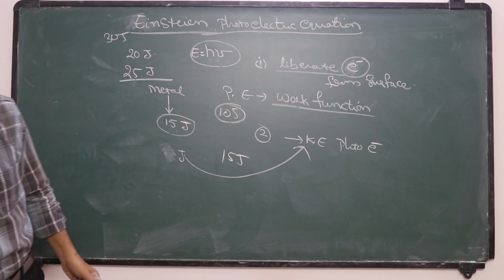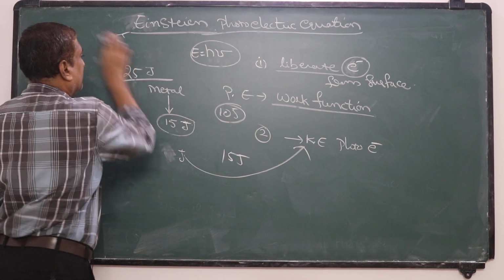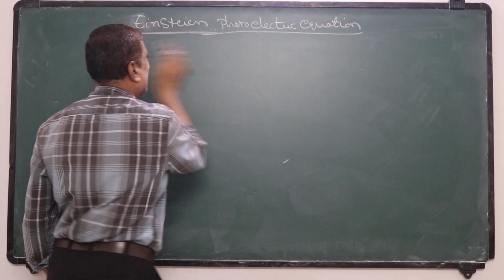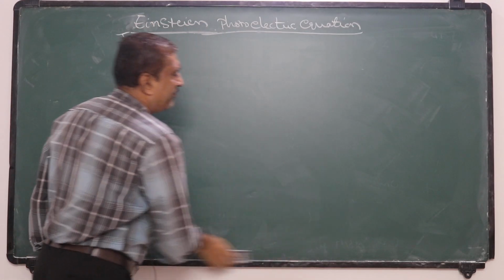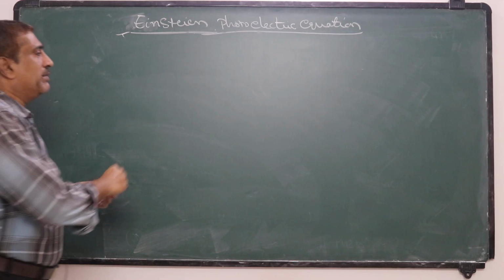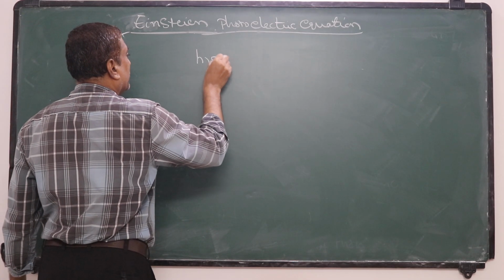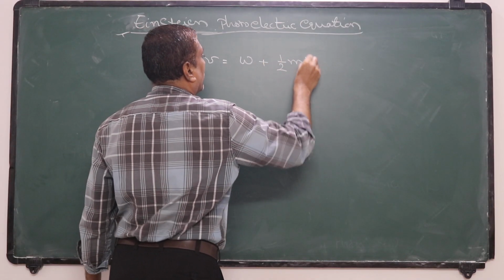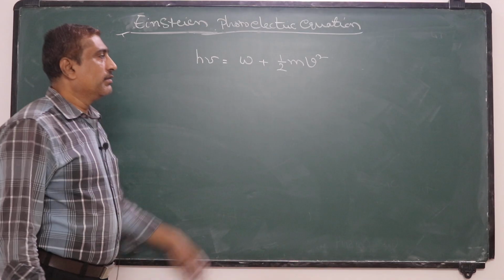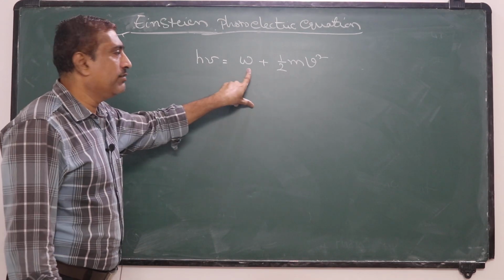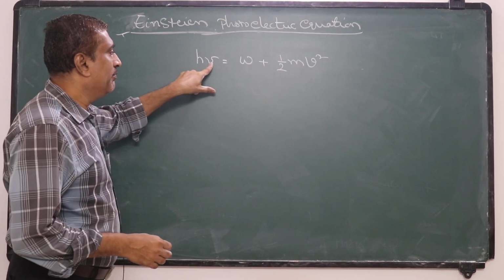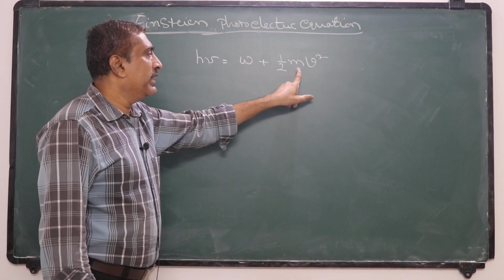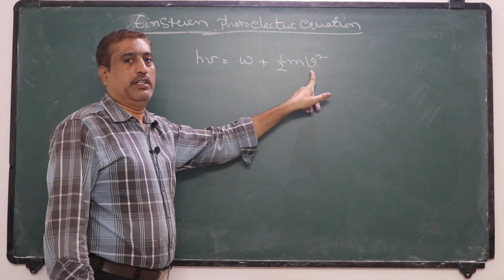Okay. So mathematically this whole equation can be written as h nu is equal to work function plus half mv square, because half mv square is the kinetic energy of the electron and this is the work function. So the given energy, the minimum energy required to liberate the electron, that is the work function, and the remaining energy imparts to the kinetic energy of the electron.